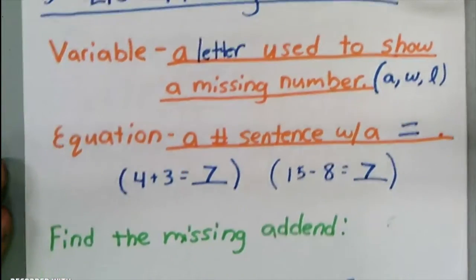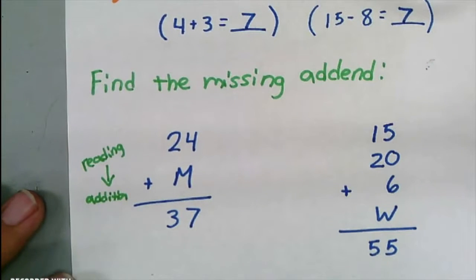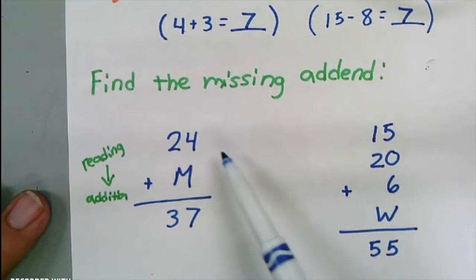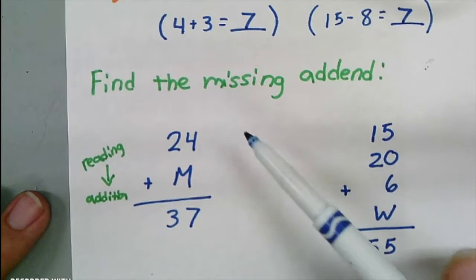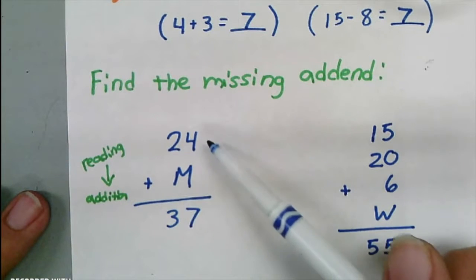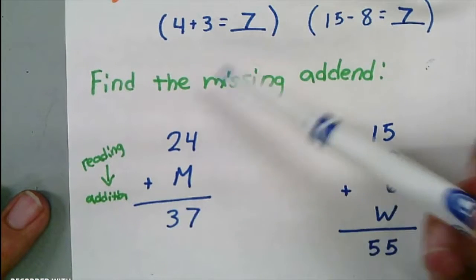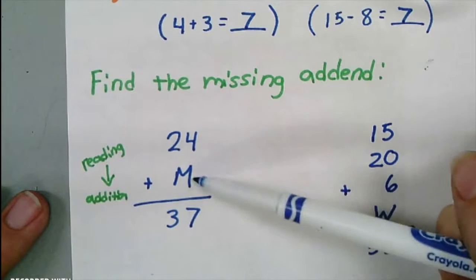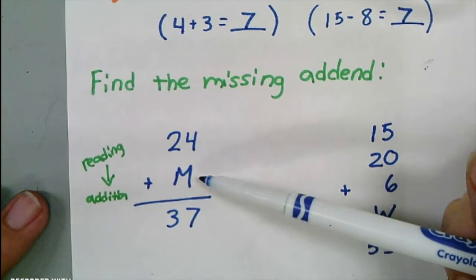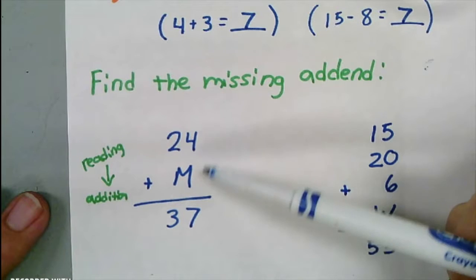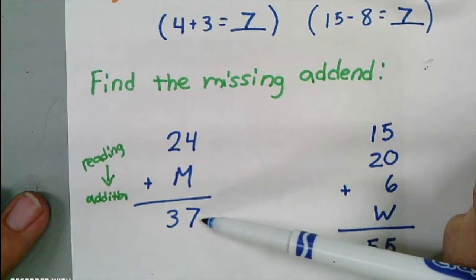All right, what's really cool today, we're going to learn how to find a missing addend. An addend, remember, is any number that you're adding together. So in this equation, this bar represents our equal sign, that's how we know it's an equation. We have 24 plus m, so these are our 2 addends, equals 37. If I'm reading it with addition, I read down. 24 plus m equals 37. So I want to know what number m is. It's standing in for a missing number, and we can figure out what it is using the other 2 numbers that we have. So 24 plus a number equals 37.